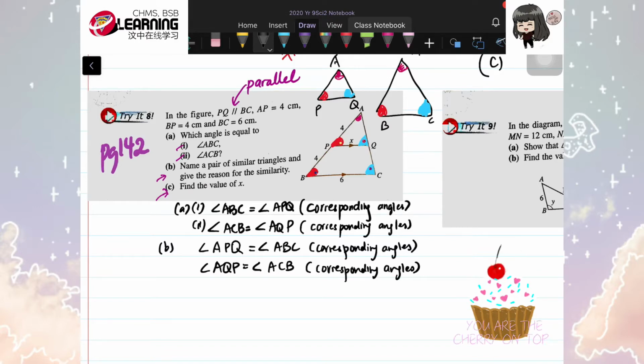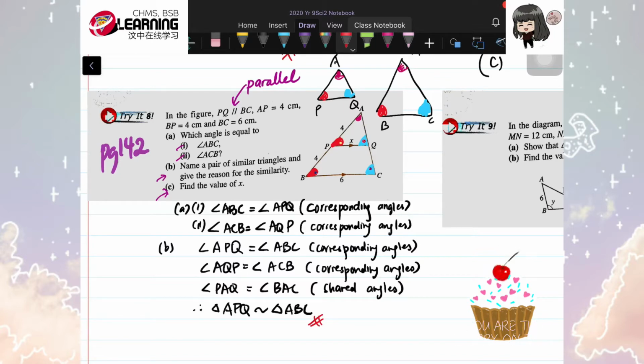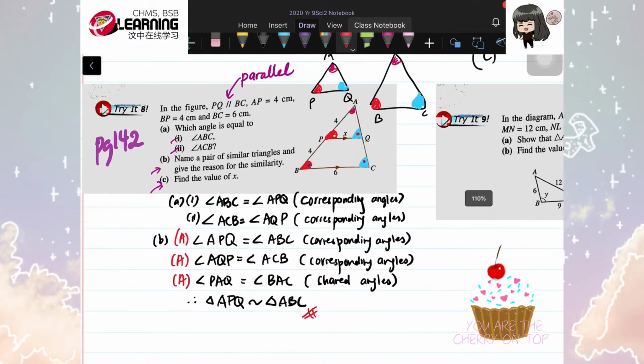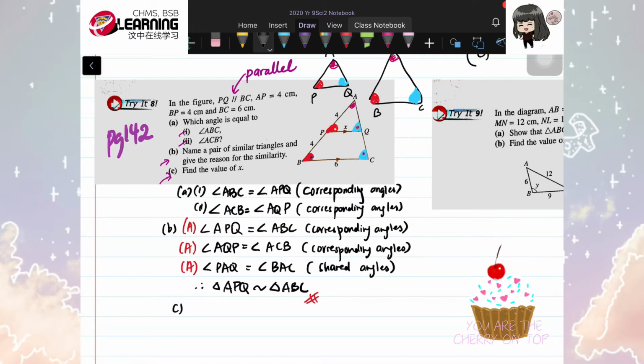Basically, this one is the same as part A, right? And then the third angle, angle PAQ, is equal to angle BAC, because they are shared angles. Therefore triangle APQ is similar to triangle ABC. These two are the pair of similar triangles, and the reason is AAA over here. So we have done part B, so let's go to part C.